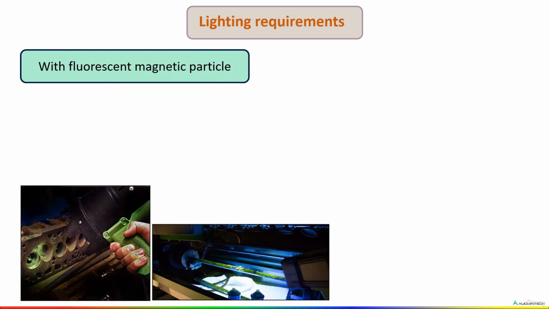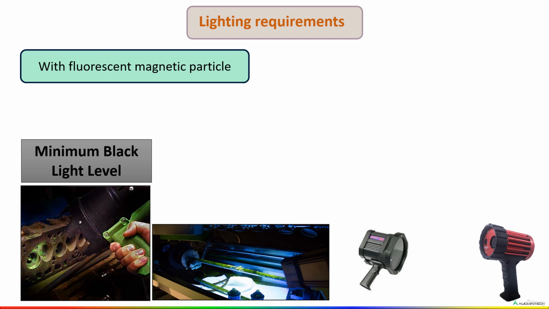Now we will discuss the lighting requirement with fluorescent magnetic particles. These magnetic particles, when applied to the surfaces of the areas to be inspected, become fluorescent, providing visibility into the tiniest of flaws such as cracks, breaks, and positioning changes. When fluorescent particles are used, special ultraviolet light must be used.